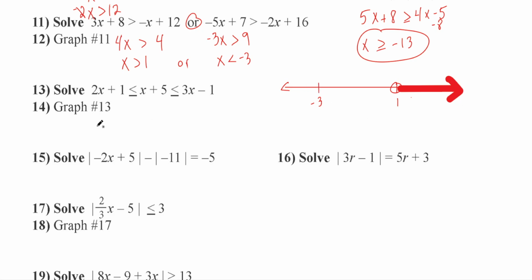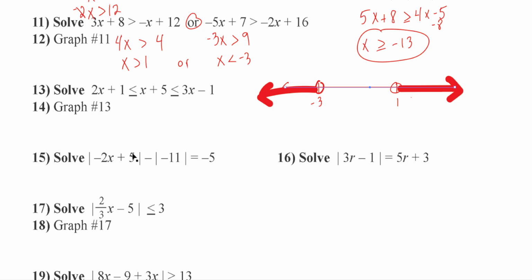And then this says what? X is less than negative 3. So it's open again. And it's everything shaded in this direction. And there's your graph right there. No biggie. We good with that?